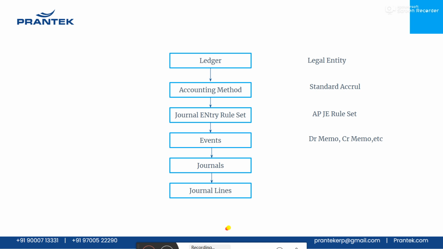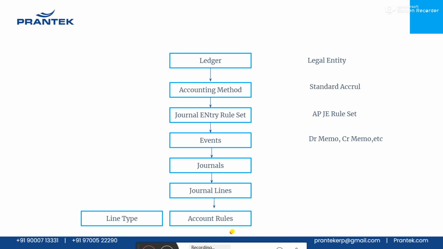Each line has three components. Line type, whether it is a debit line or credit line. Account rule, the code combination: where will the account come from automatically? Description, the general line description. Yes, a general line contains three components.